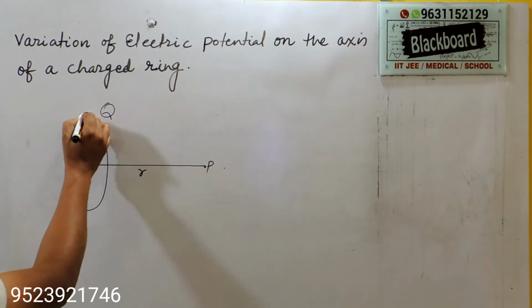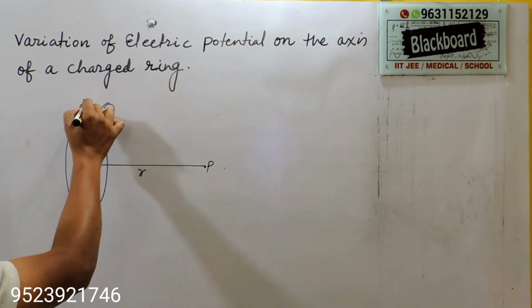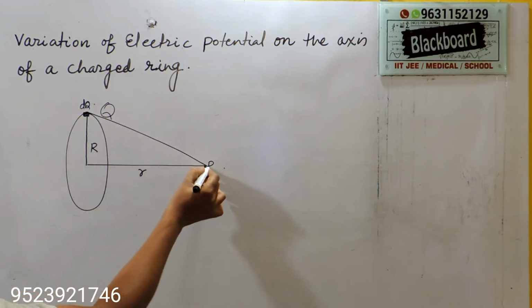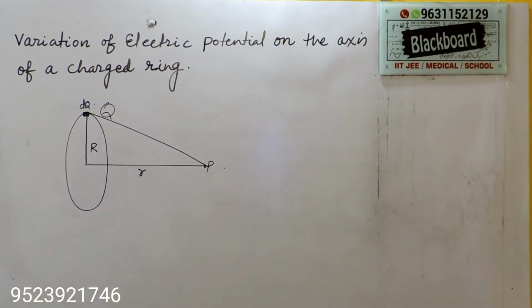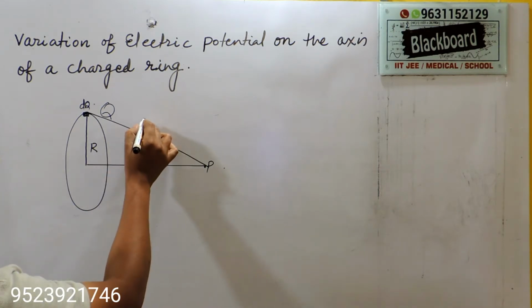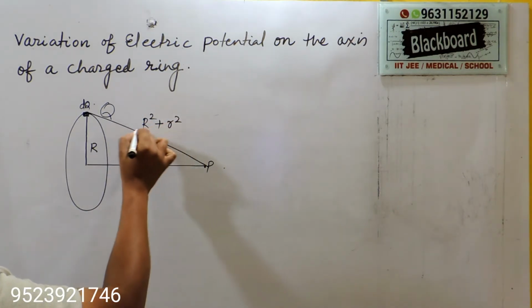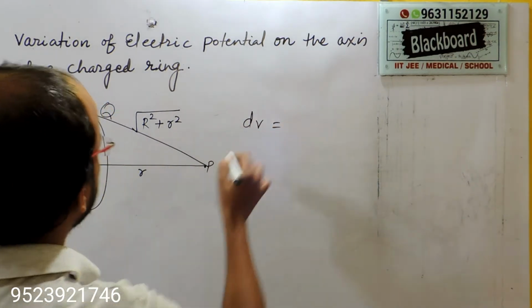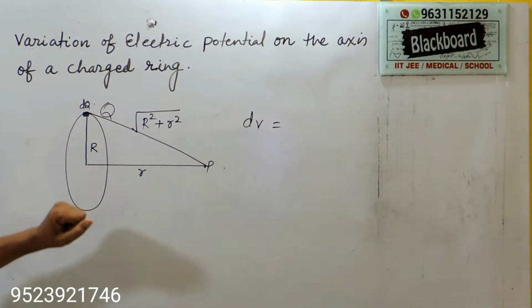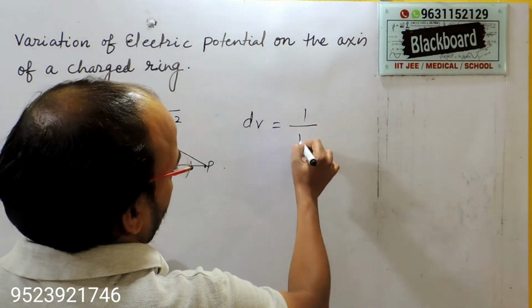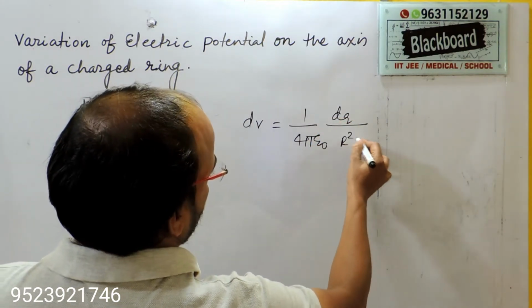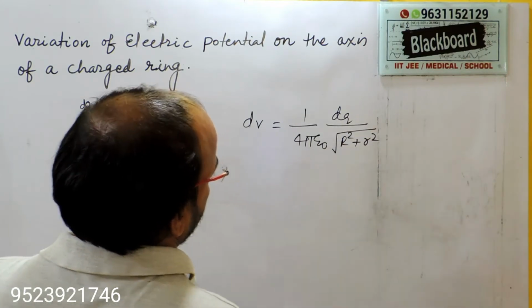Let here this be dq charge on it. This is a small element on the ring, so this is dq, and due to dq the electric potential at P will be here. This distance, using Pythagoras theorem, is root under R square plus r square. That means dV due to this small dq is 1 by 4 pi epsilon naught, and this is dq divided by root under R square plus r square.